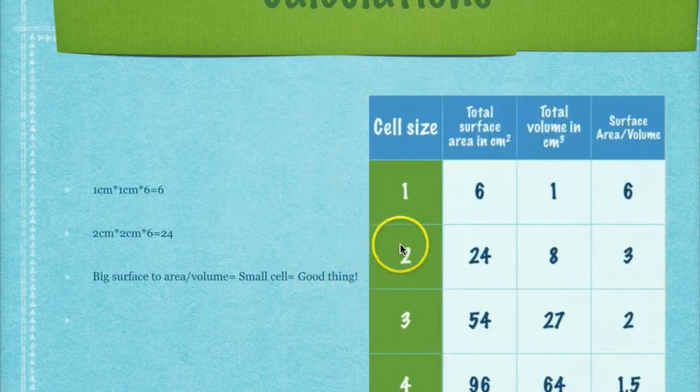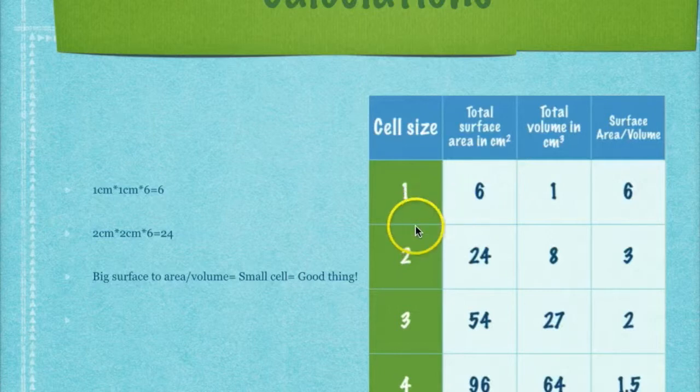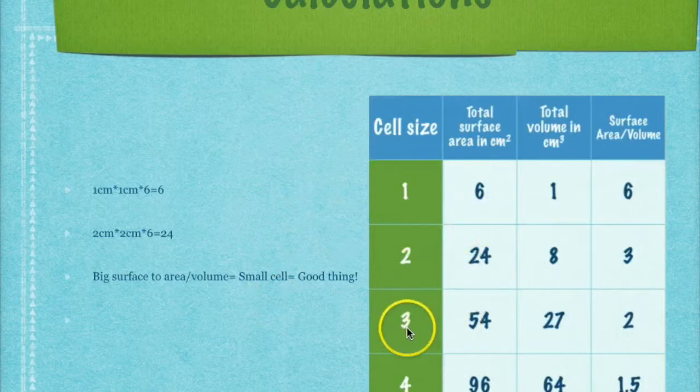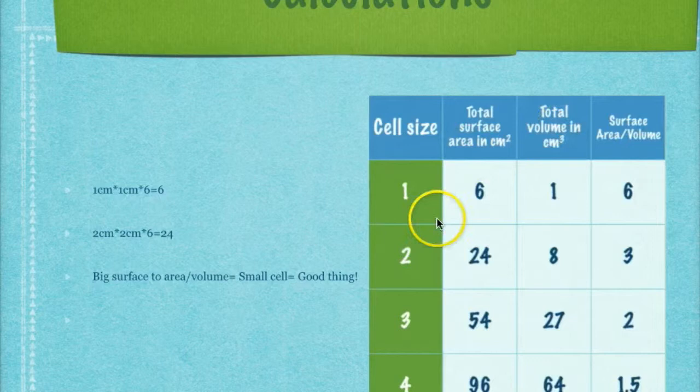When we go to a cube of 2 centimeters by 2 centimeters, it's going to be 2 multiplied by 2 multiplied by 6, which is 24, and so on with the 3 as well. 3 times 3 multiplied by 6 is going to be 54, and so on and so on. And the total volume, you guys should know this as well. That is 1 multiplied by 1 multiplied by 1, 2 multiplied by 2 multiplied by 2 is equal to 8, and 3 times 3 times 3 is equal to 27, and so on.